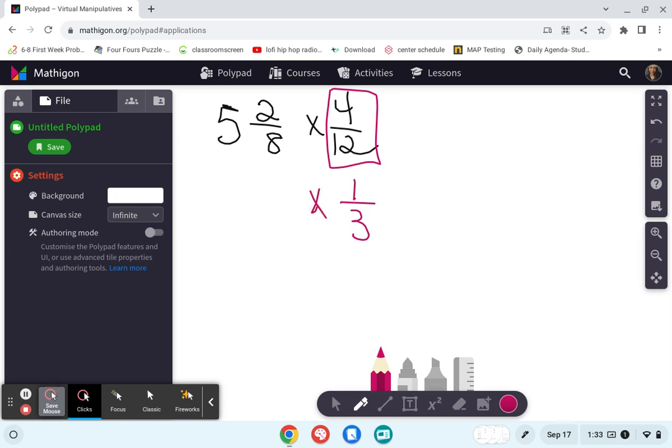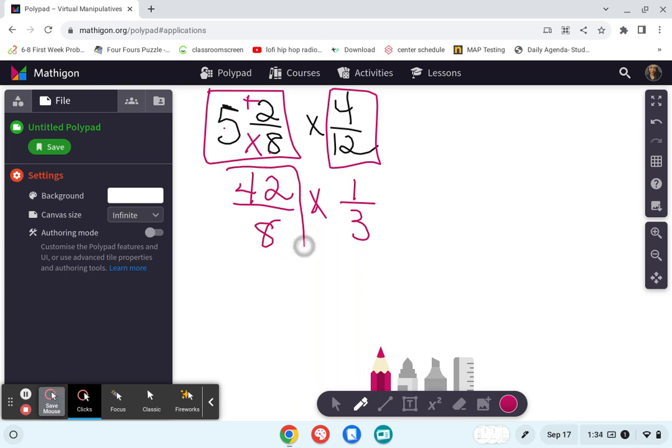Now I'm going to look at my mixed number, and I'm going to do what I was taught. I am going to multiply my denominator times my whole number, and I will add my numerator. So 5 times 8 is 40 plus 2 is 42, and we're going to keep our denominator of 8. Now we have already simplified the 4 and the 12. So we're going to just come over here and simplify this 8 and this 42.